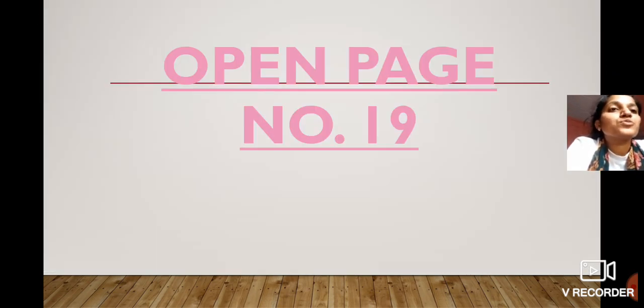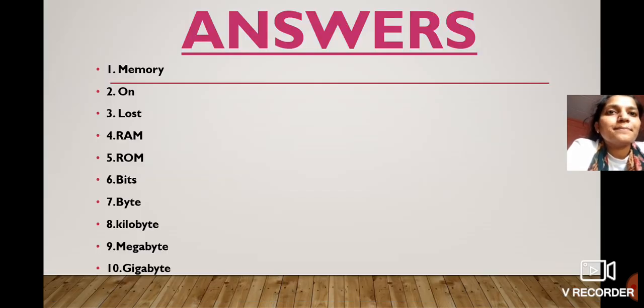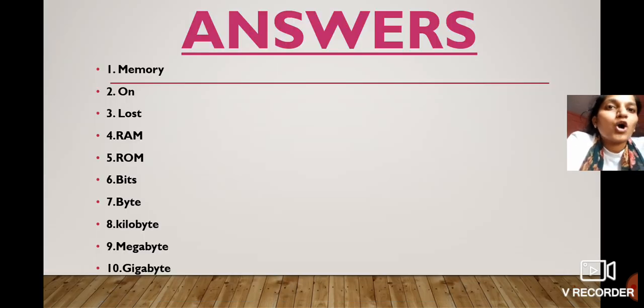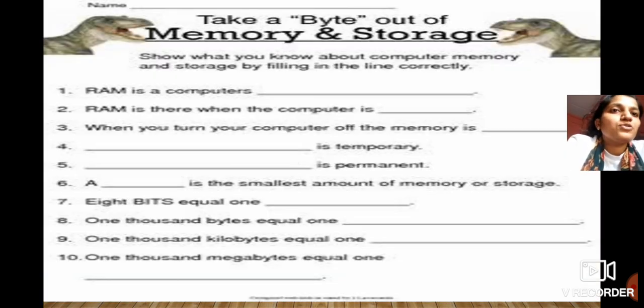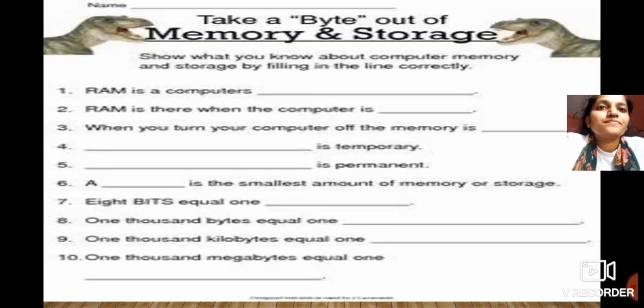Okay students, we have solved one activity also. If you all can remember, we have solved some worksheets also. Let's just revise them. RAM is a computer's memory. RAM is there when the computer is on. When you turn your computer off, the memory is lost. It is about RAM.